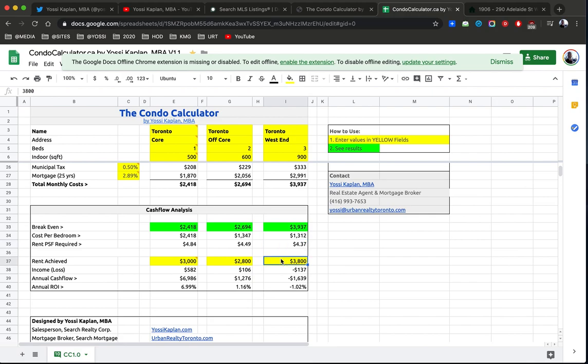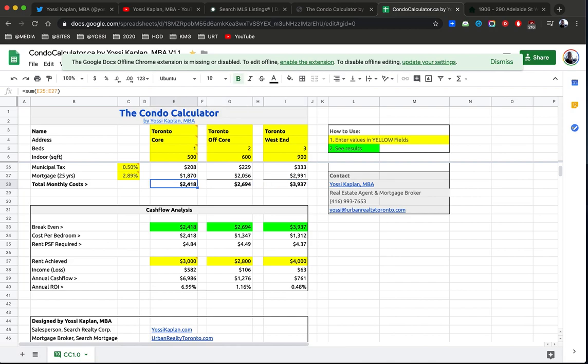And if I receive the rent of $3,800 a month, I'm losing a bit of money, so I want to get $4,000 a month to get the more or less break-even point. And remember, the monthly cost for this fictitious unit, the one bedroom, was $2,418. The next one was $2,694, $2,700, and the last one almost $4,000.